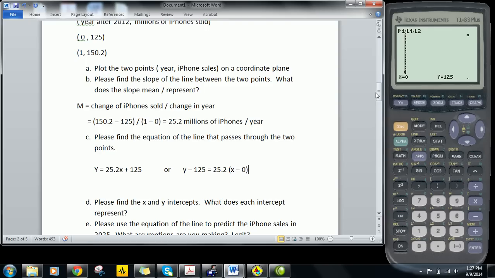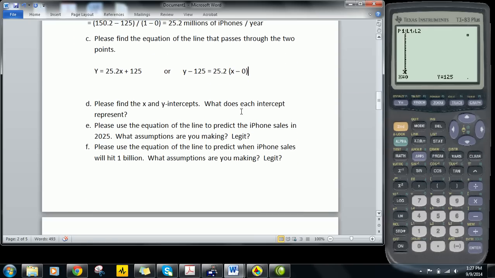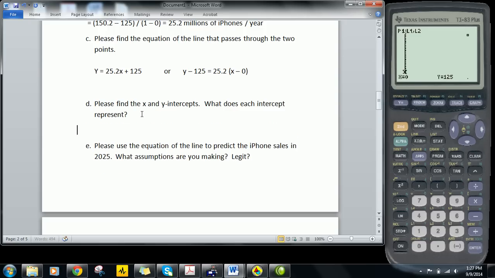Now I'm going to use those lines that I have to answer the rest of the questions. The x and the y-intercepts. Well, we already talked about the y-intercept. It's 125, right? So the y-intercept is 0, 125. And that was a starting point. So according to this point right here on the graph, I start when x is 0. When this data starts, and there are only 2 points, there's 125 million iPhone sales.